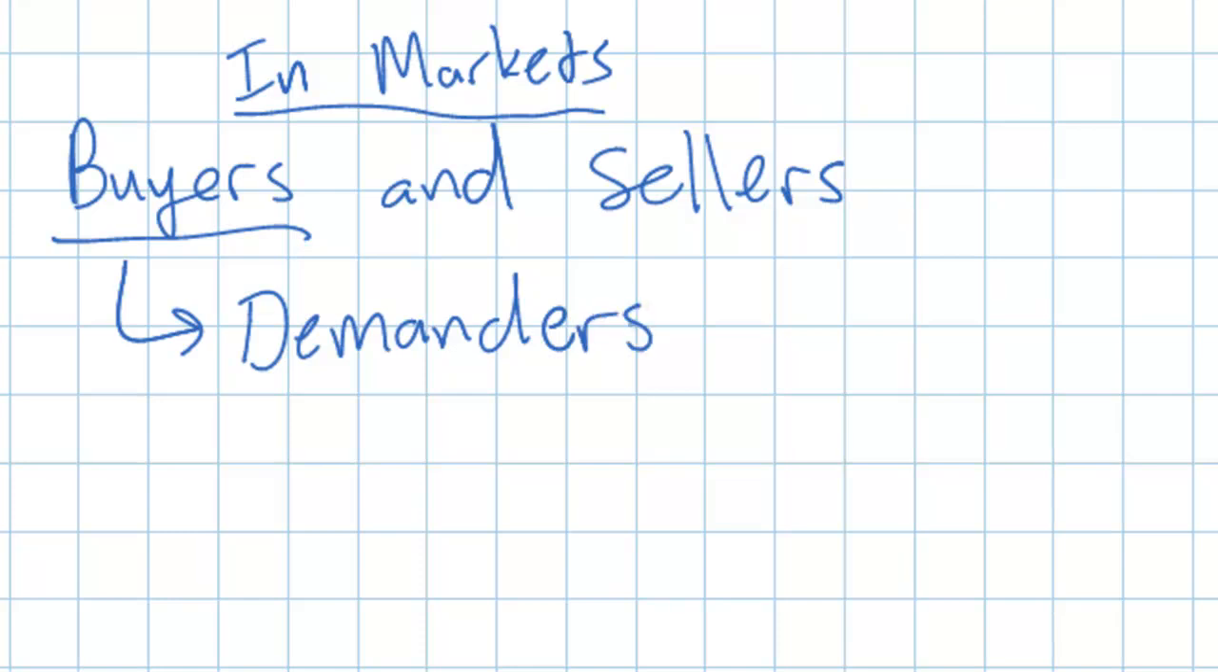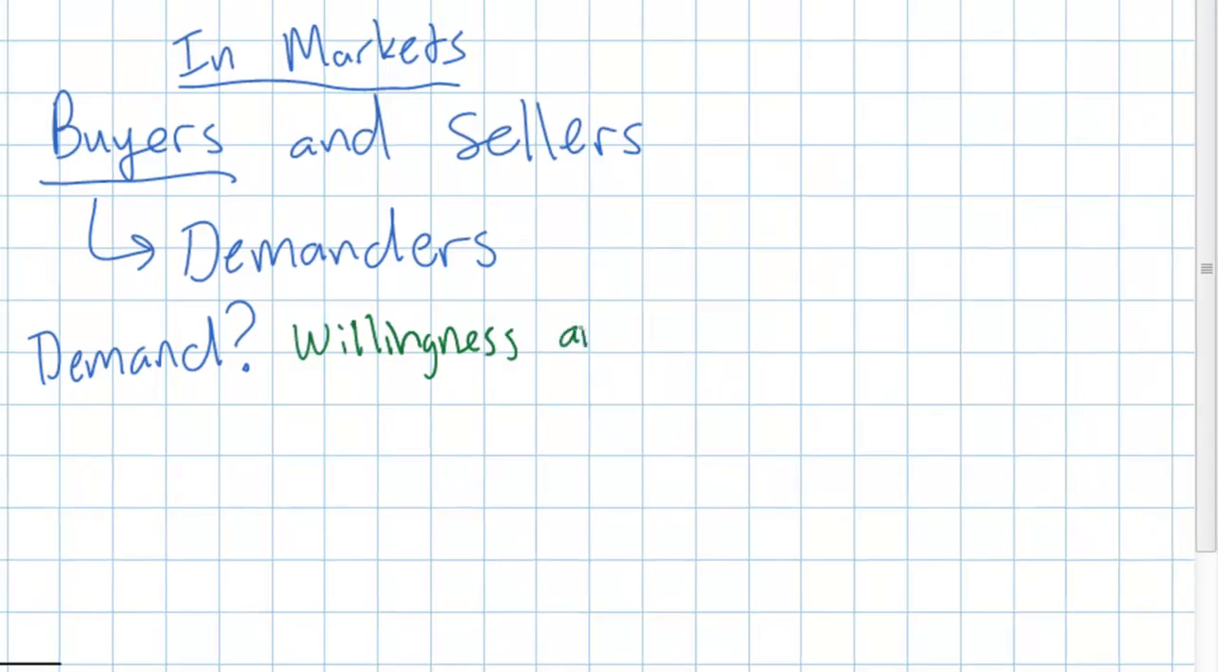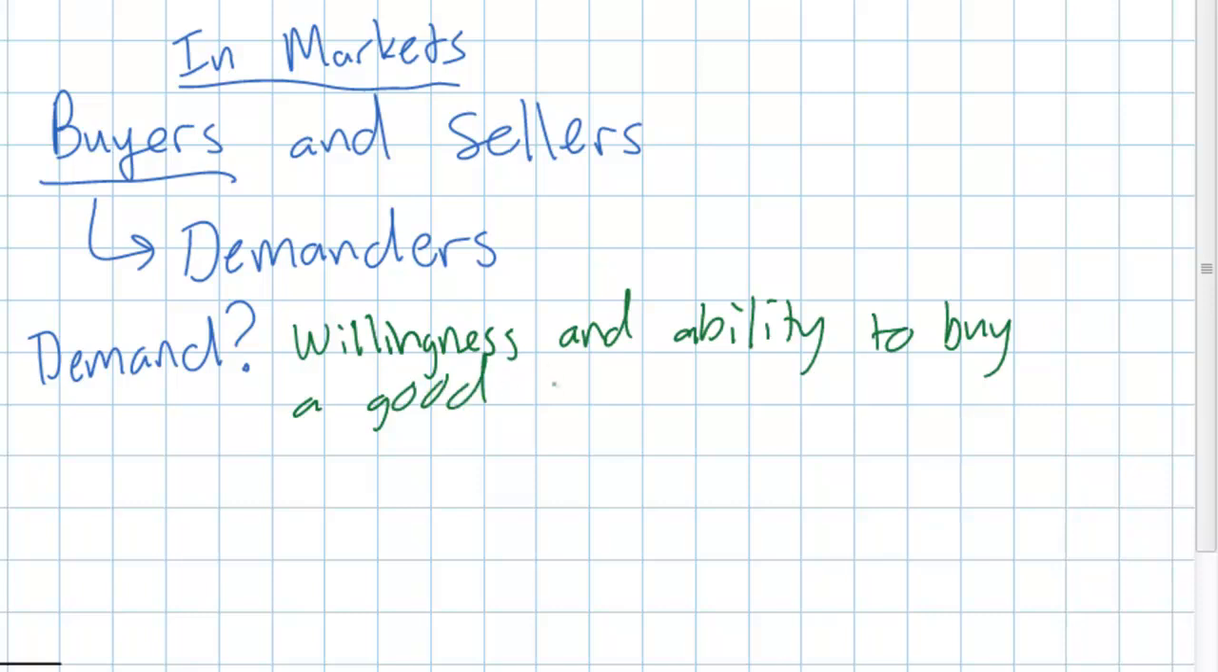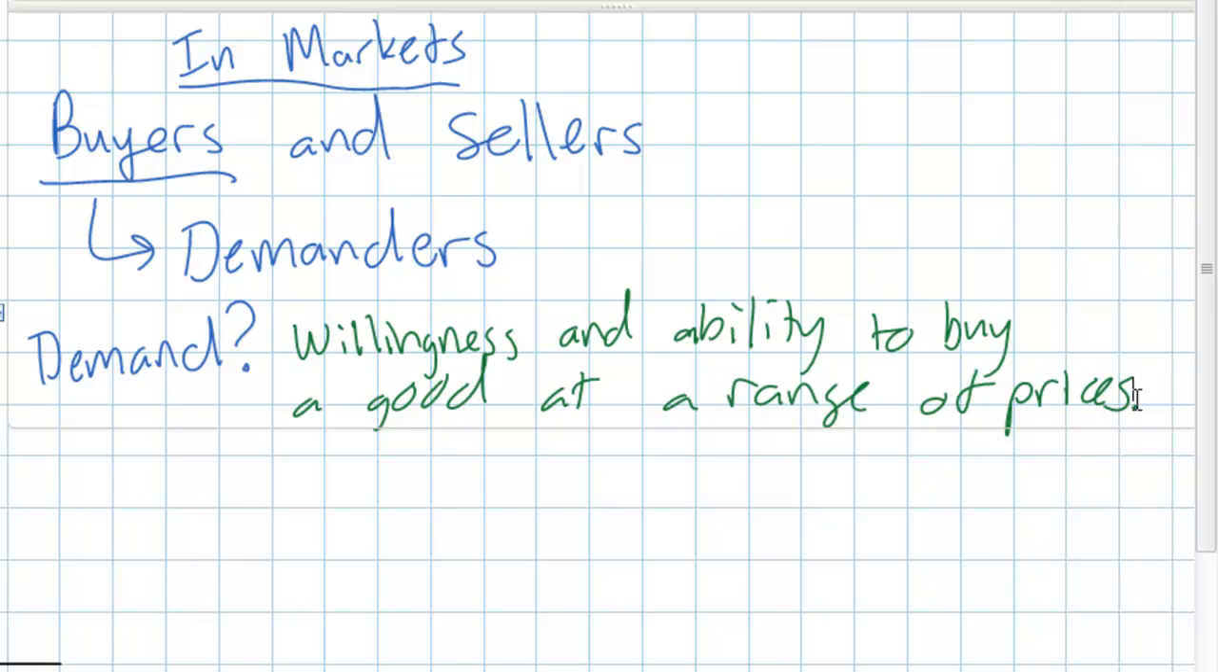So what exactly is meant by demand then? Demand has a very simple definition in economics. It is simply the willingness and the ability to buy a good at a range of prices. While our definition refers to goods, demand could also be for resources or services as well. But generally speaking, the demand for anything requires that the buyer is willing and able to buy that thing at a range of particular prices.